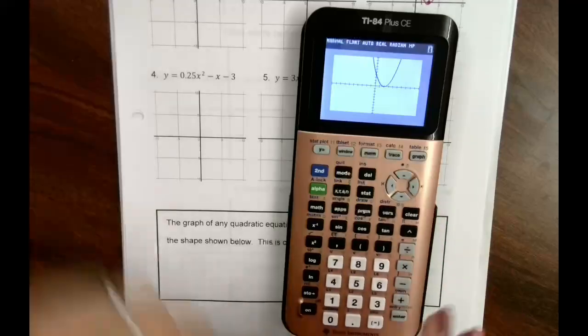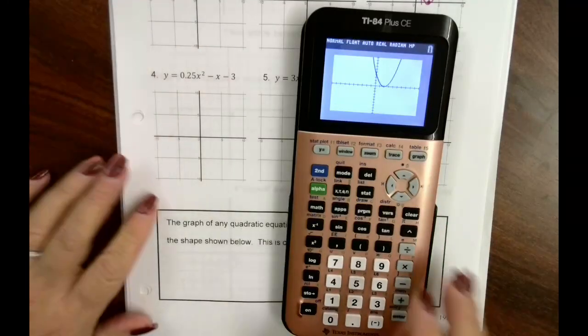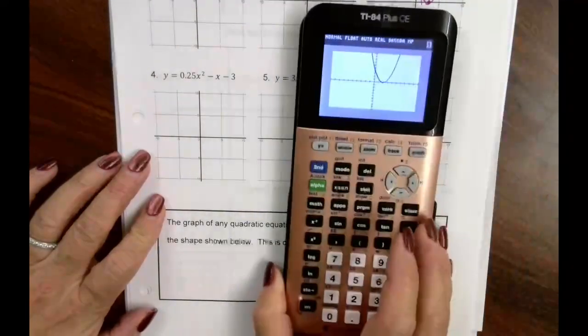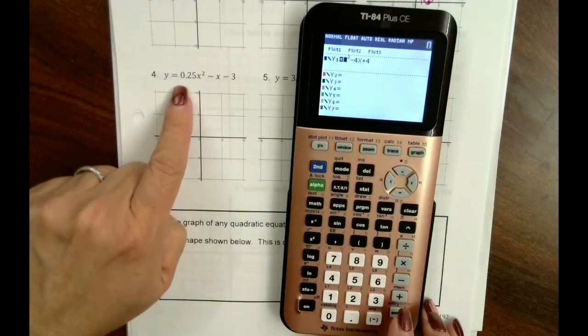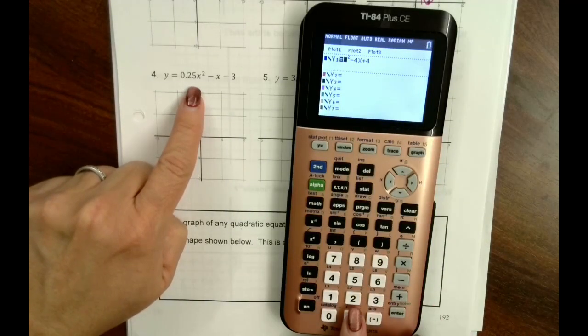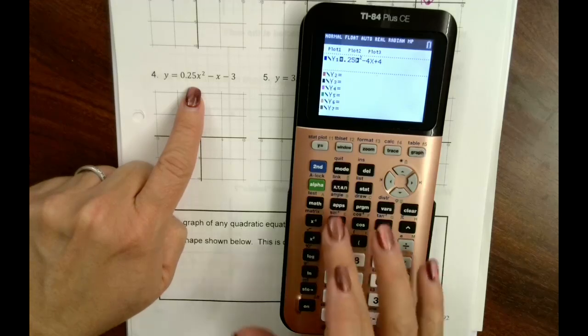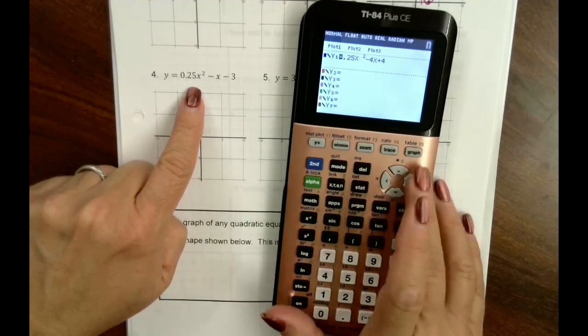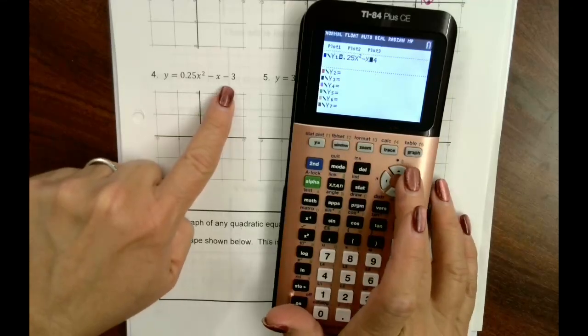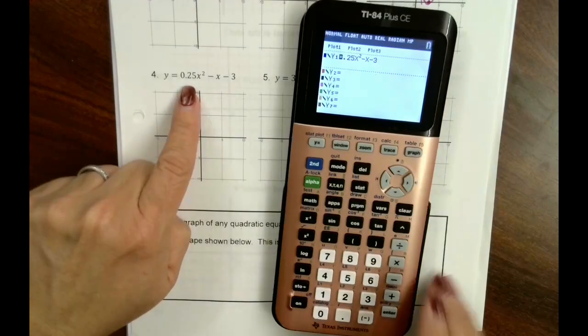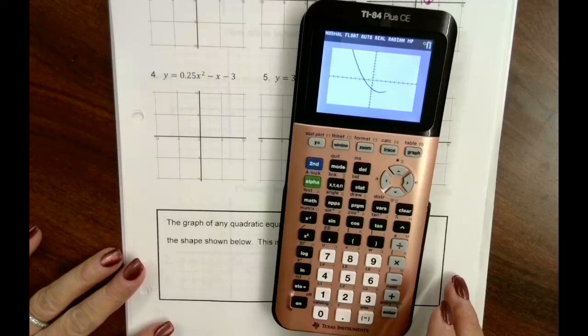All right, so I'm going to talk a little bit about these next two real quick, 4 and 5. So what we see on 4 is we're going to change this coefficient, our a term here. So now I have 0.25 x squared, and it's going to be minus x, so I can delete the 4, and then it's going to be minus 3. So go ahead and graph that one.